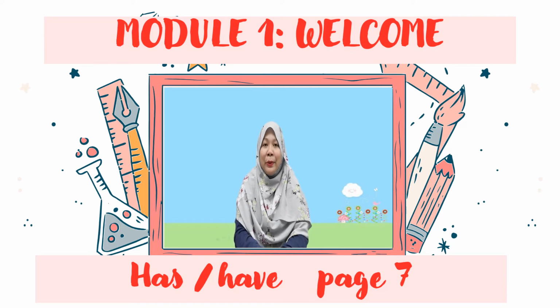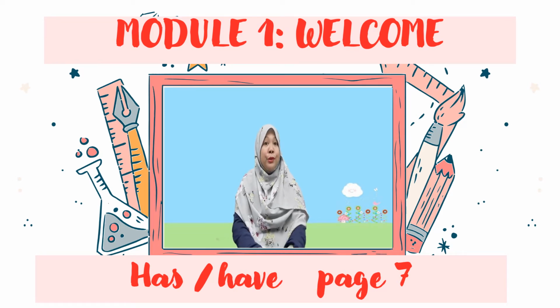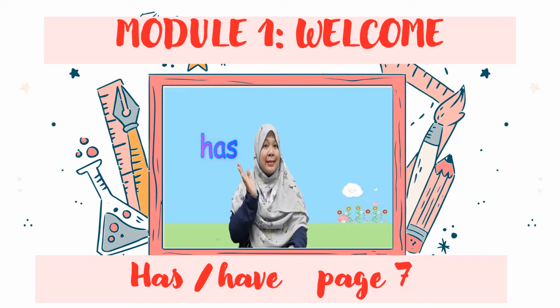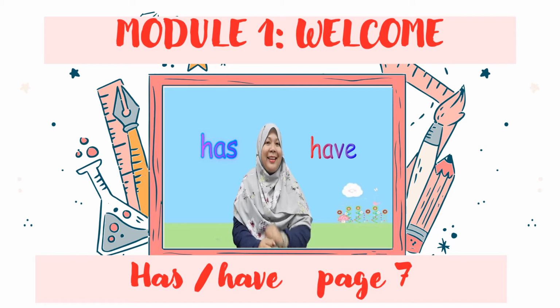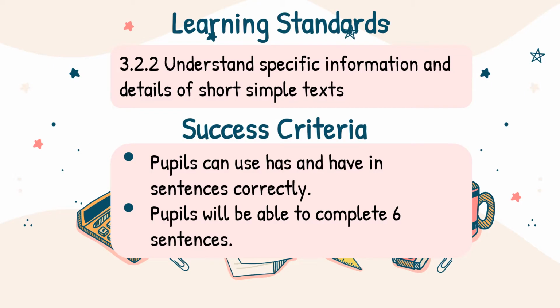So today we are going to learn about how to use has and have. Has and have. Okay, good luck. Standards are 3.2.2 Understand specific information and details of short, simple text. The success criteria are pupils can use has and have in sentences correctly.